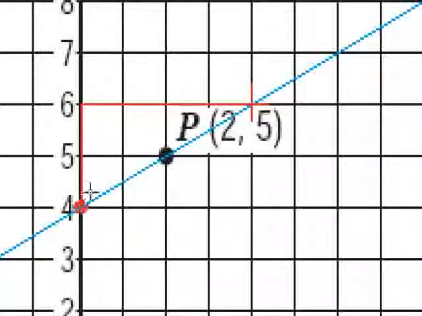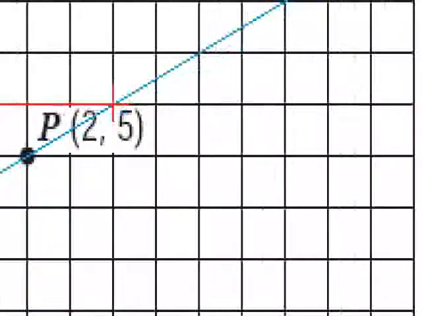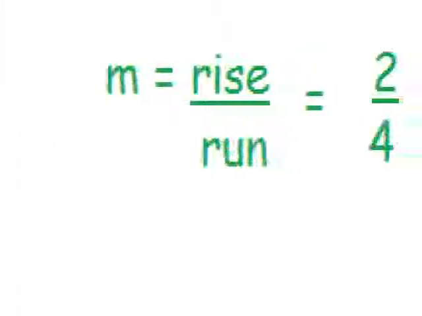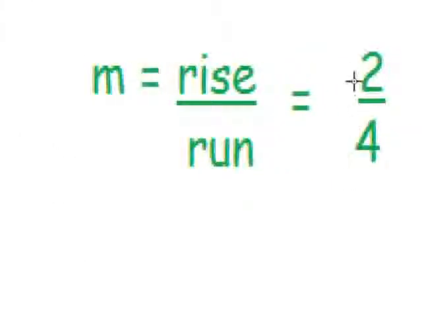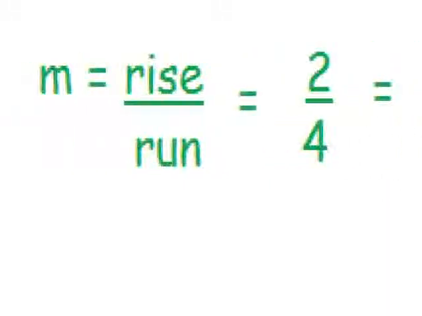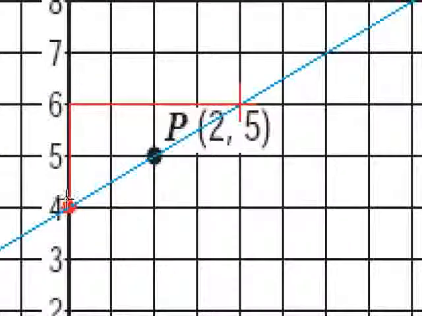So let's say you didn't see that this line crossed an intersection right here, and you accidentally went up 2 and then over 4. Well, that's no problem, because when you figure out what the slope is, remember in our equation y = mx + b, the slope is the m part. Since it's the rise over the run, that equals 2 over 4, and the fraction 2 over 4 just reduces to 1 over 2. So for every 1 space this rises, it goes over 2 spaces.